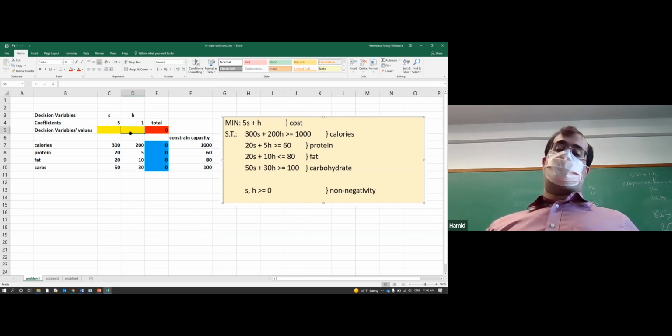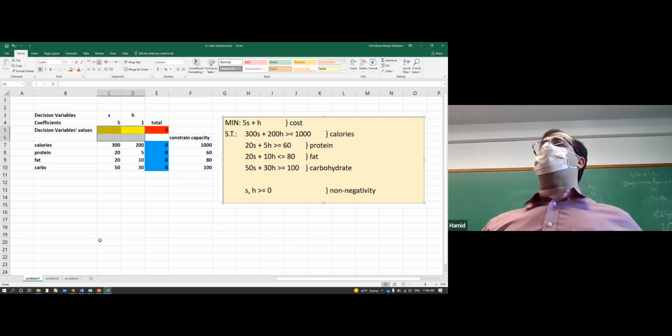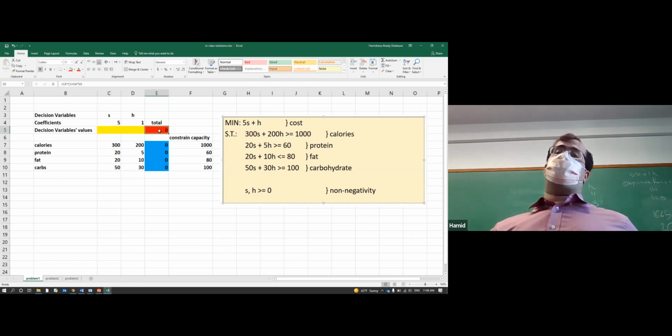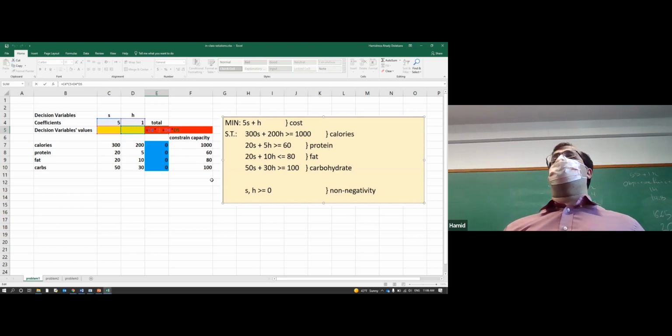Okay, so the yellow cells here refer to my decision variables. I'm not sure what my decision variable would be, but based on the yellow cells that refer to my decision variable, I can find the value of my constraints and objective function. The objective function is very straightforward because if you look at the yellow rectangle on the right side, 5 times 1 would be your objective function. If you click on the red cell, you see the formula.